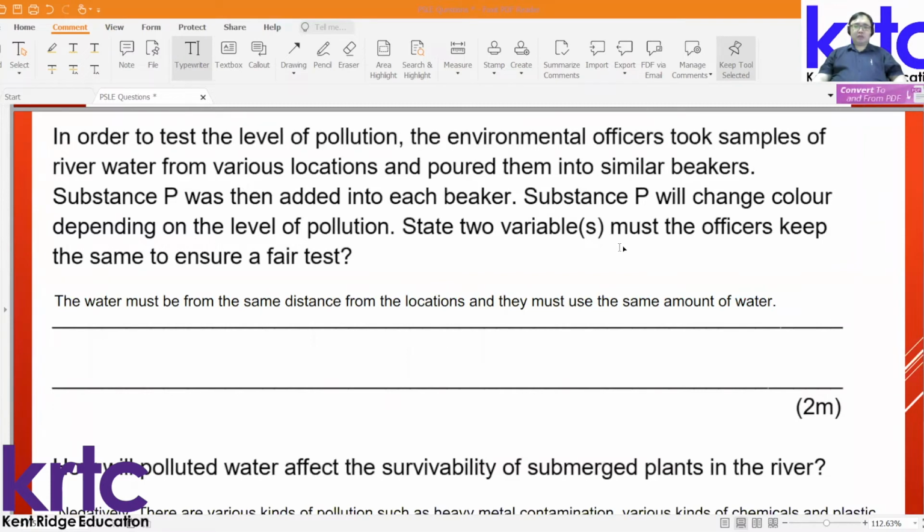Name two variables the officers must keep the same to ensure a fair test. The simplest ones are that the water must be the same distance from the location so that it doesn't dilute out, and that they must use the same amount of water so they can see the correct concentration. Other things they have to ensure is that the same amount of substance P is added. Otherwise, you can see a very strong blue color in one and a very faded color in another.